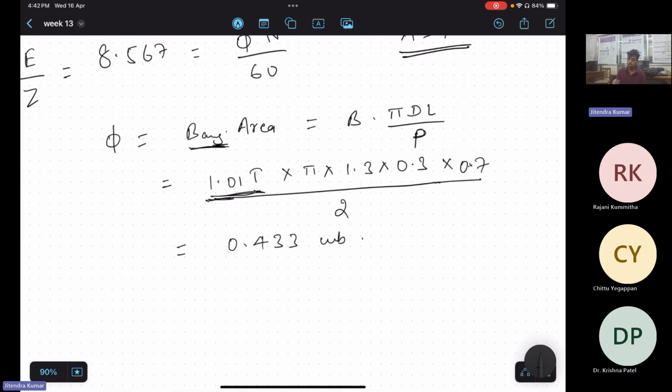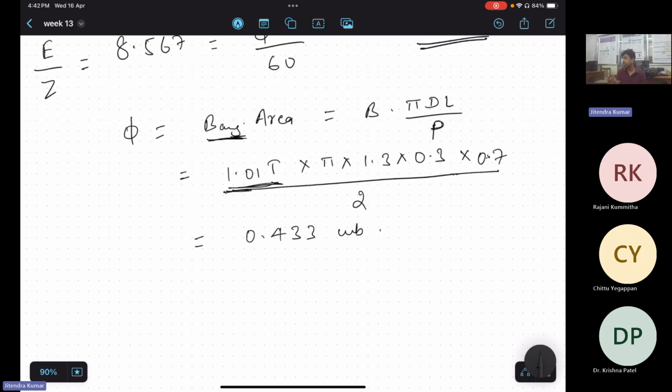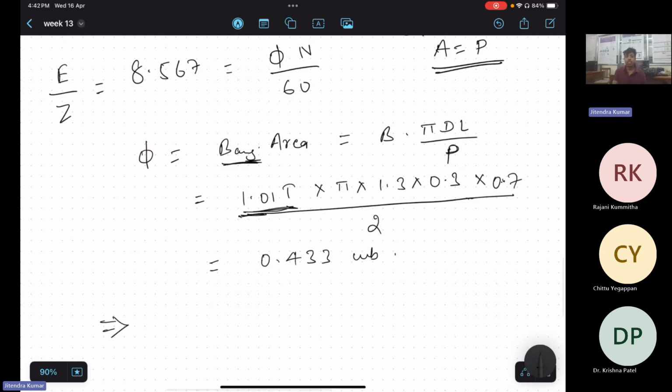So phi should come out to be 0.433. Because see, if the answer is wrong now, it could be corrected later on. But if the concept is wrong, then it cannot be corrected. So now, yeah, please.